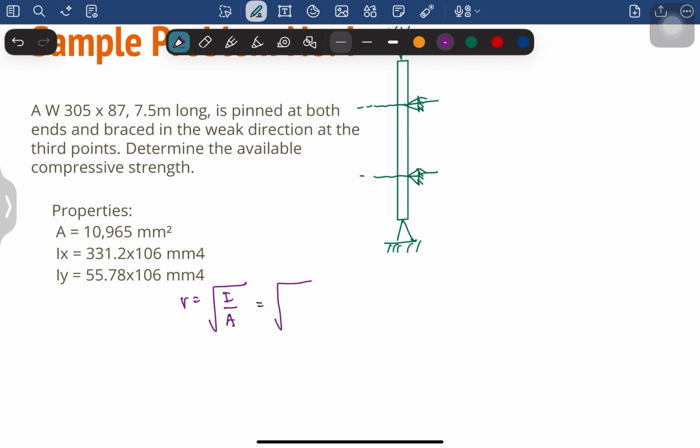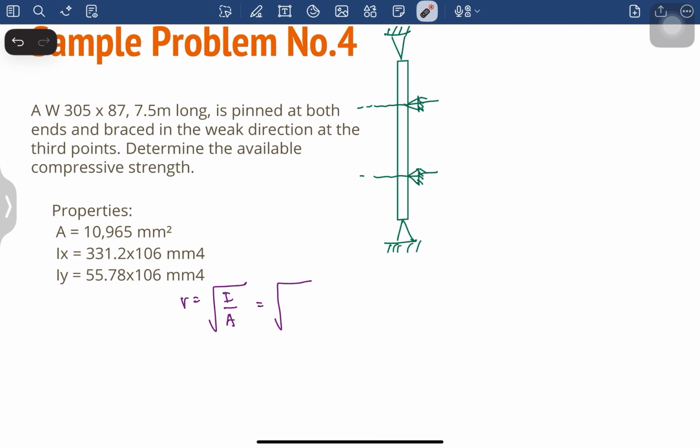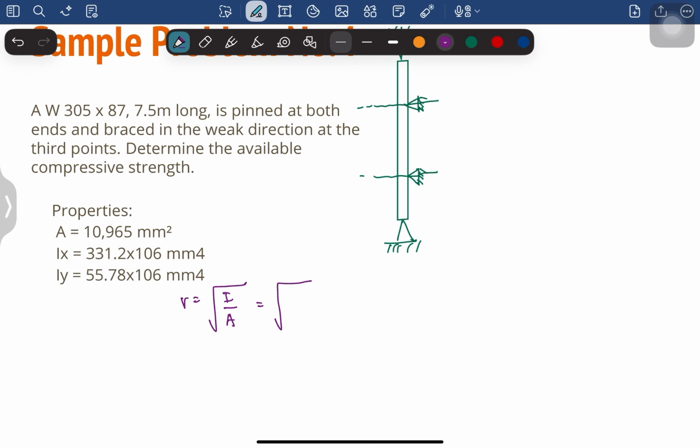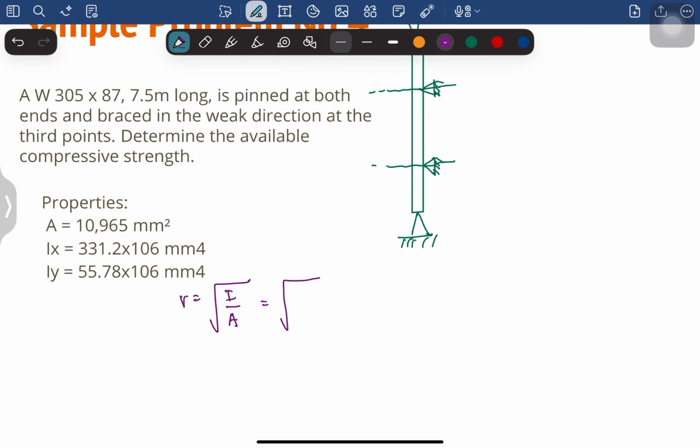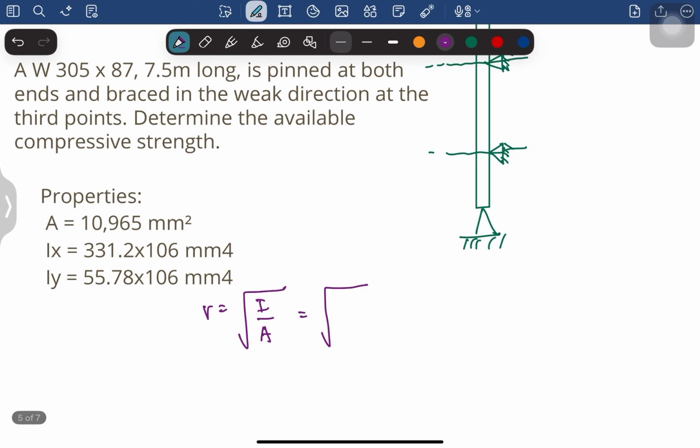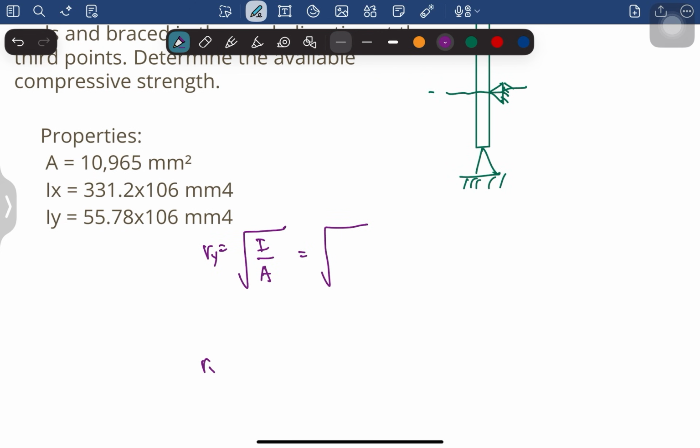So gagamitin natin is yung smaller. Try natin to. Yun, KL. So yung makukuha natin, try din natin isolve yung rx and ry. Ito yung ry, then ito yung rx. Ito Iy, Ix. So unahin muna natin yung ry.